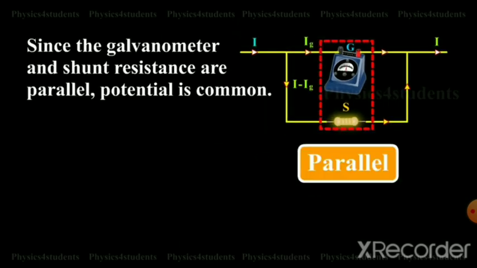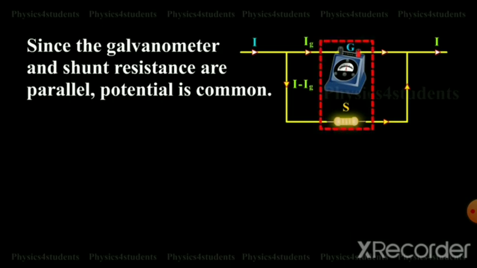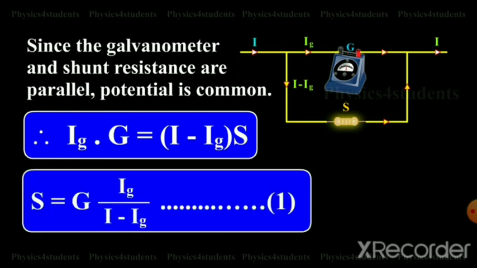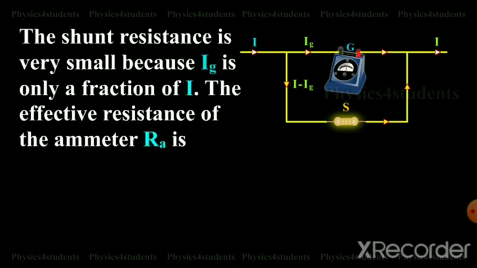Since the galvanometer and shunt resistance are parallel, potential is common. Ig × G = (I − Ig) × S. S = G × Ig / (I − Ig). Resistance S is very small because Ig is only a fraction of I.